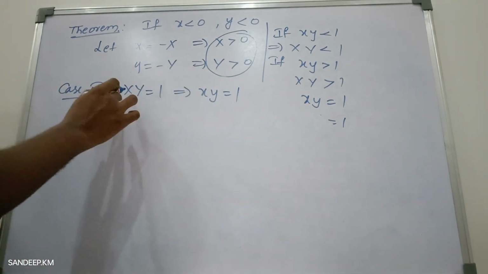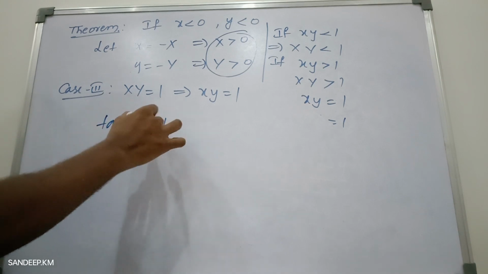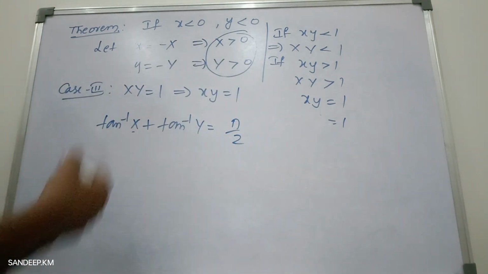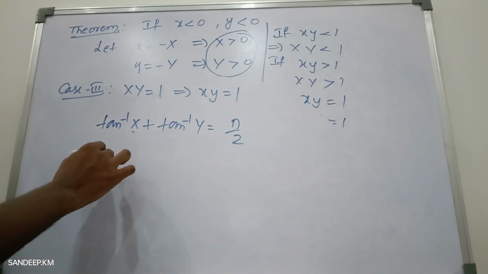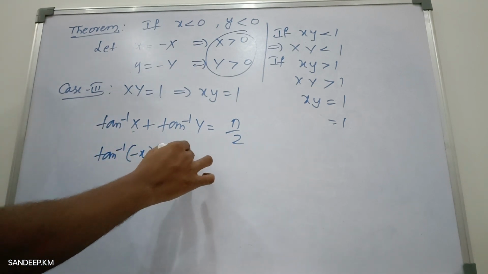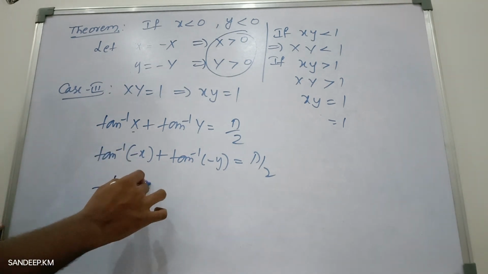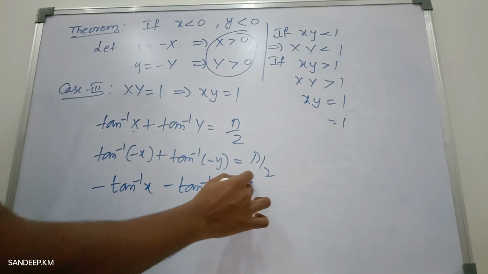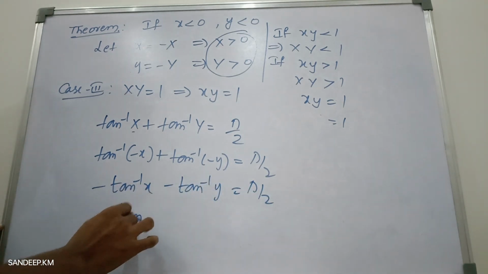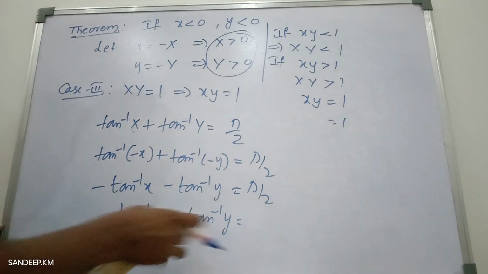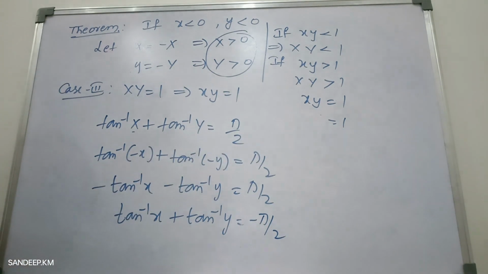Okay? So what is tan inverse x plus tan inverse y according to the previous theorem? It is pi by 2 when xy is equal to 1. Replace capital X and capital Y with small x and small y: tan inverse of minus x plus tan inverse of minus y equal to pi by 2. Using the previous property, tan inverse of minus x is minus tan inverse x, and this is minus tan inverse y, and multiplying with minus on both sides, tan inverse x plus tan inverse y is equal to minus pi by 2.